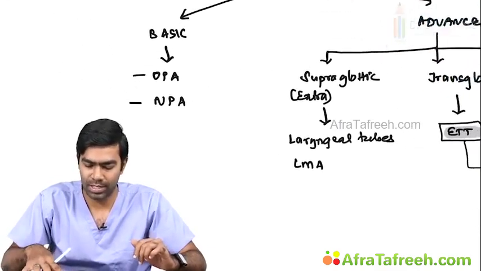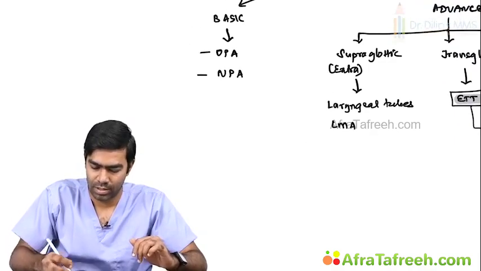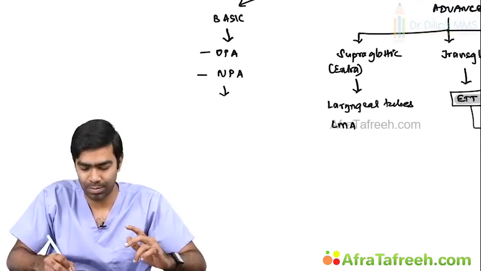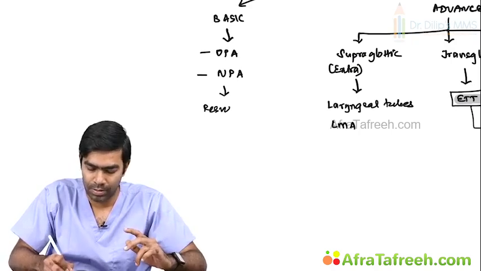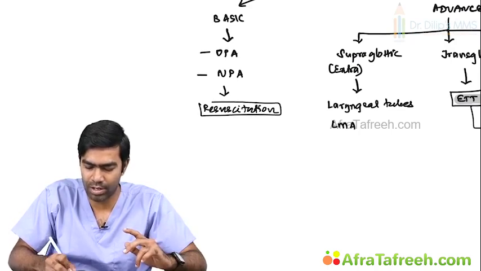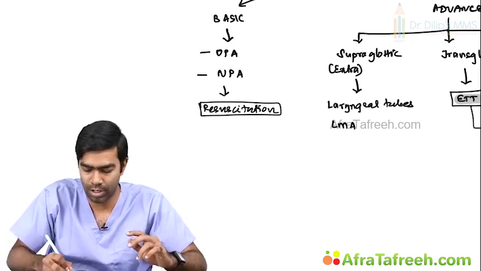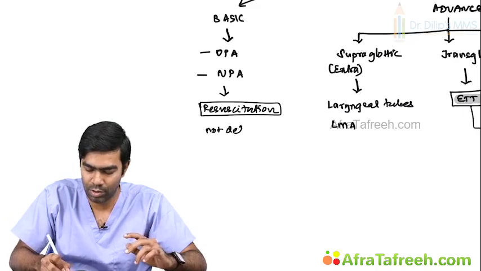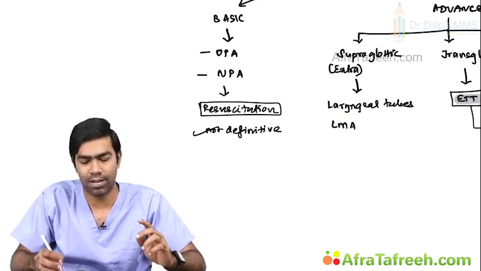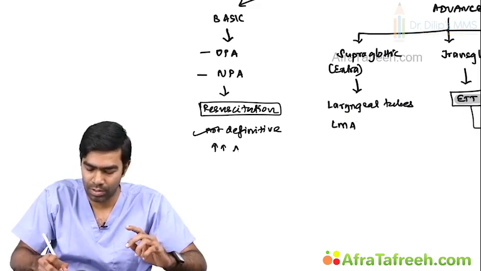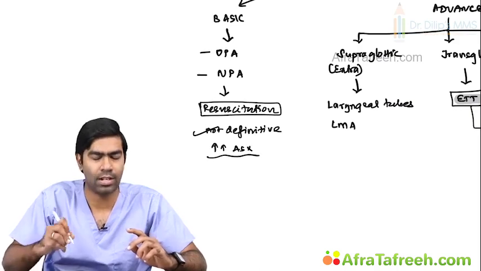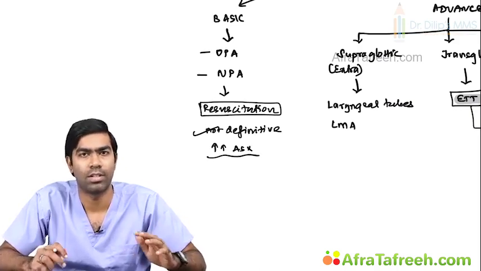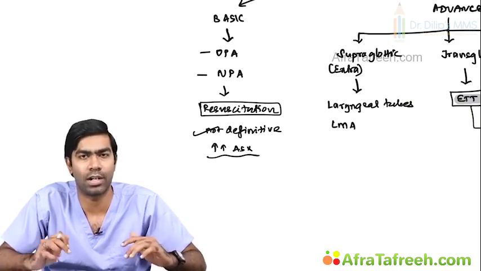But remember, these basic airways are only for resuscitation purposes. Only you will use these for resuscitation purposes. These are not definitive airways at all. You have to convert these airways to a definitive airway. And these airways pose an extremely high risk of aspiration if you don't address the other issues in certain time.